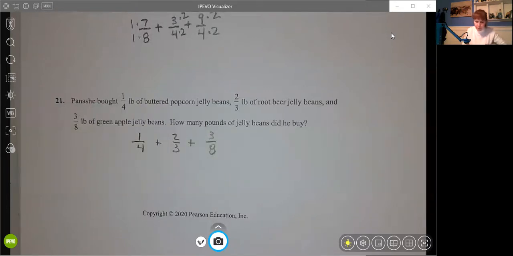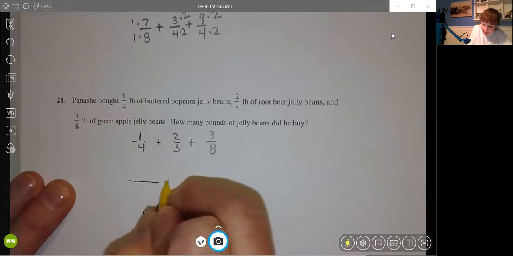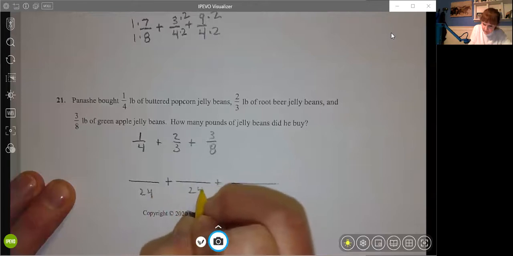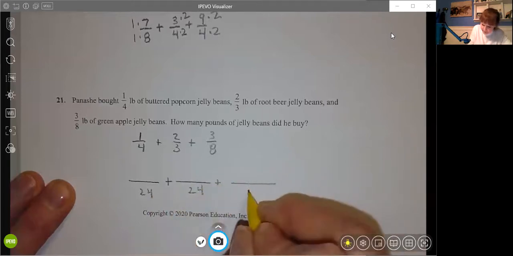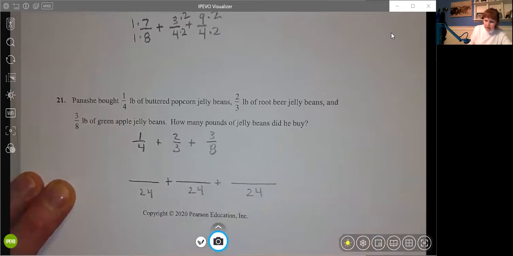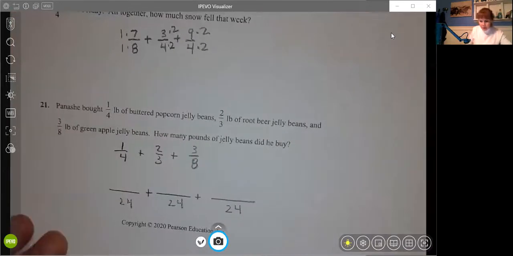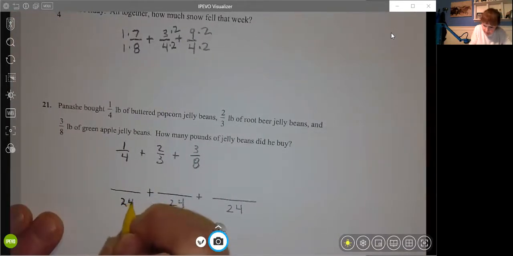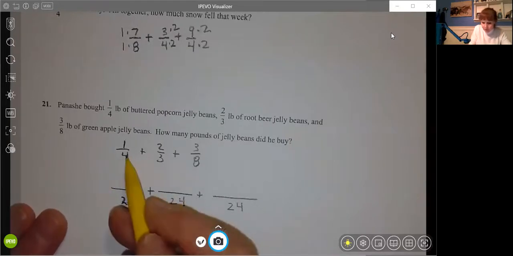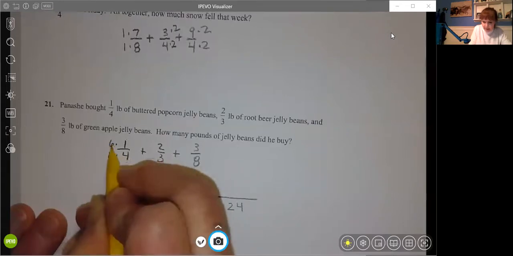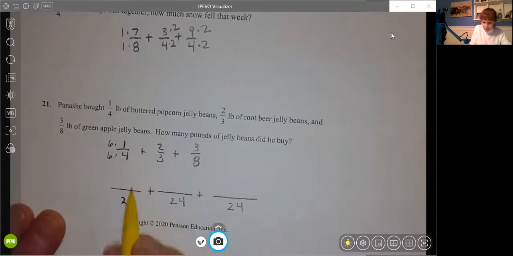All right, 24, you could break them into primes. What are you going to multiply the 4 by to get to 24? Well, you're going to multiply by 6. So to go from 4 to 24, you multiply by 6. So we're going to multiply by 6/6. That gets you your 24. 6 times 1 is 6.